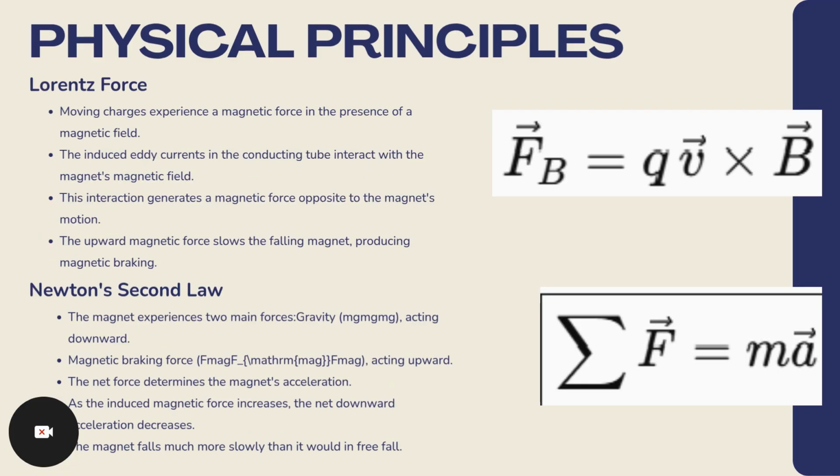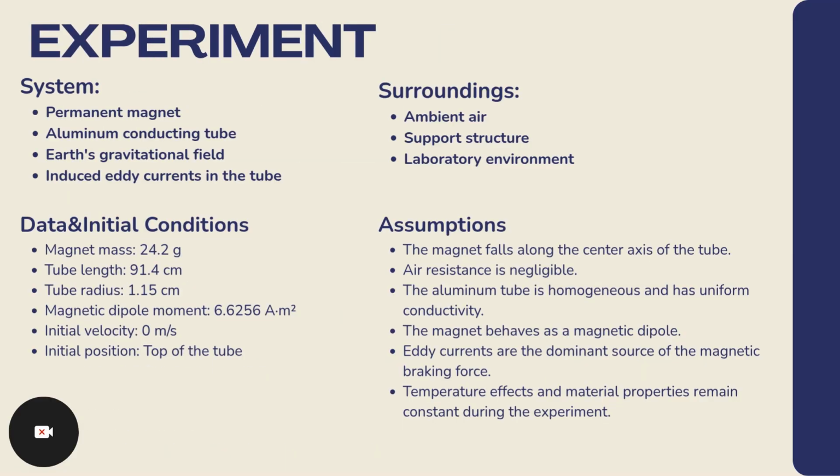Next, the induced eddy currents interact with the magnet's magnetic field through the Lorentz force, producing an upward magnetic force that opposes the magnet's motion. Finally, according to Newton's second law, the magnet is acted on by two main forces: gravity downward and the magnetic braking force upward. The balance between these forces determines the magnet's acceleration and causes it to fall much more slowly than it would under gravity alone.